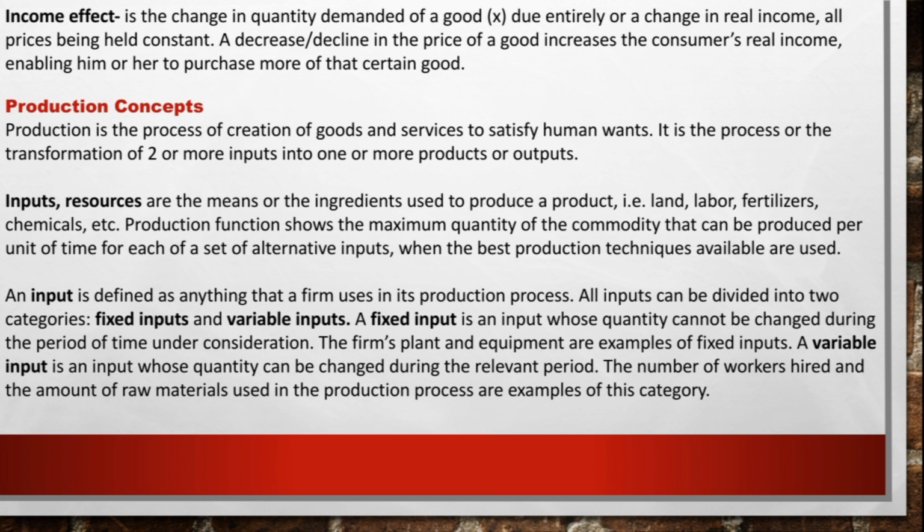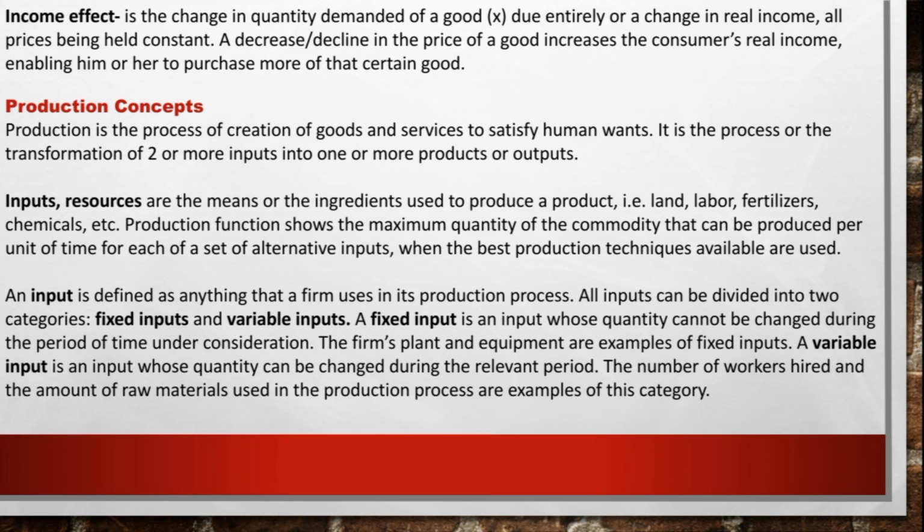Production concept. Production is the process of creation of goods and services to satisfy human wants. It is the process of transformation of two or more inputs into one or more products or outputs. Inputs or resources are the means or ingredients used to produce a product: land, labor, fertilizer, etc. Production function shows the maximum quantity of a commodity that can be produced per unit of time for each set of alternative inputs when the best production techniques available are used.